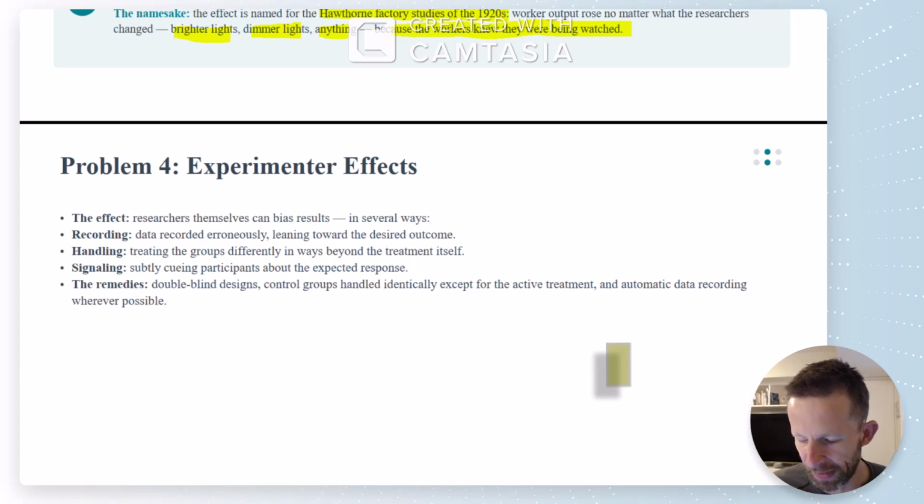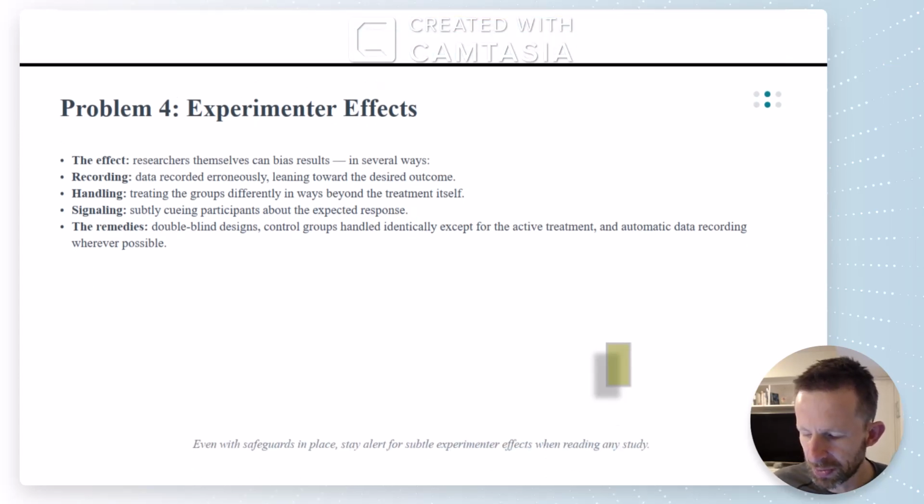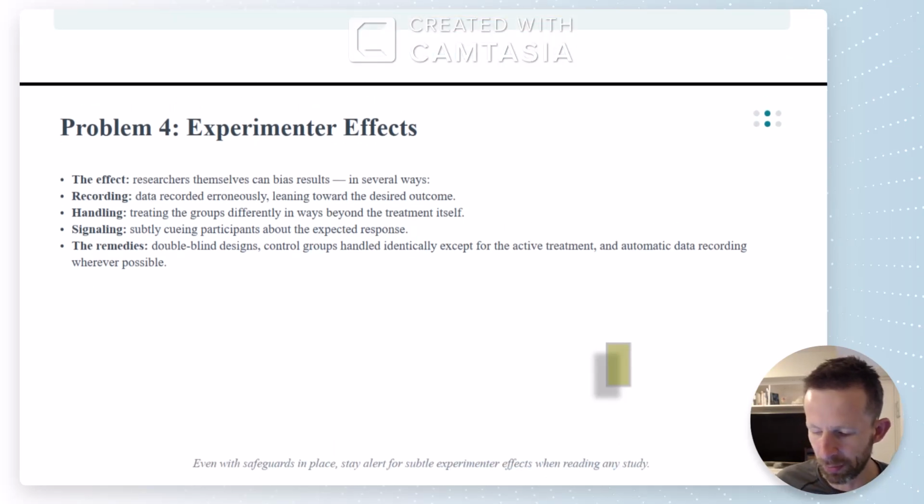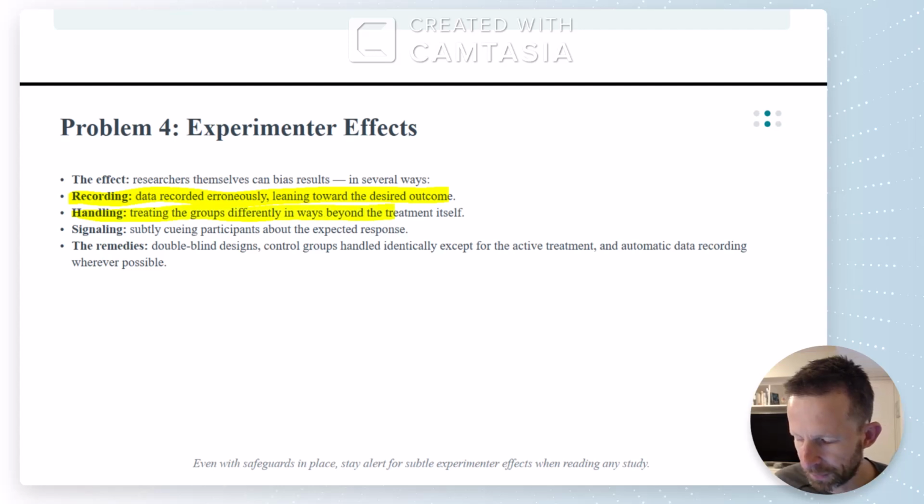Problem number 4, the experimenter effect. Researchers themselves can have bias in several ways. Researchers can be biased in the way they record data, or the way they handle groups differently beyond the treatment itself. They can give off subtle cues or tells with the expected response. So one of the ways to account for that is by doing double-blind studies, which mitigates the experimenter effect.